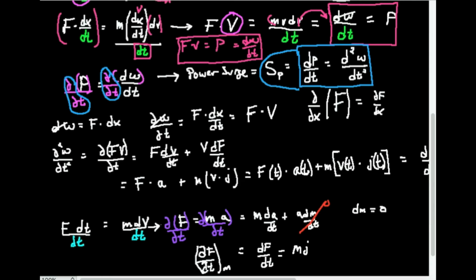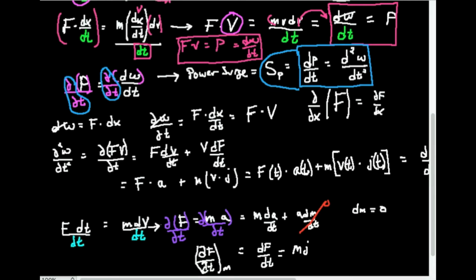Assume I don't know exactly what the function for power is. I'm not given a function for power, okay? But suppose I wanted to figure out what the power surge was, right? I know that power is equal to force times velocity, all right? So if I want to find out what the power surge is, I can actually do some expansion. So what is the second derivative of work with respect to time? That's the derivative of force times velocity with respect to time.